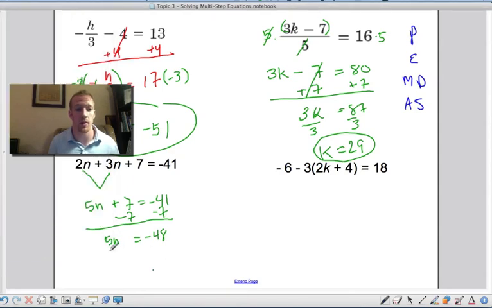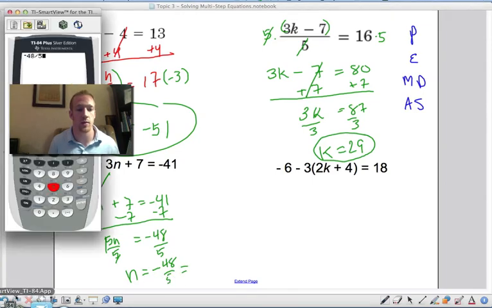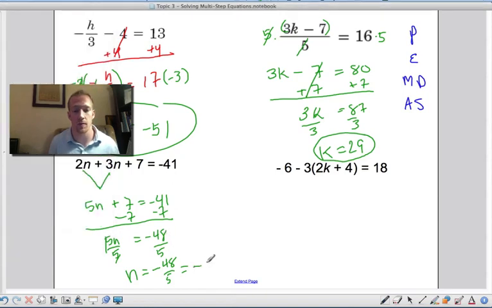And just to check, negative 48 divided by 5. Oh wait, why am I doing that? Right, I gotta divide by 5 here. Alright, so that gives me an n over here. And what does that equal? Well, negative 48 over 5 is reduced. Or if you like decimals better, you can get the decimal. Negative 48 divided by 5 equals negative 9.6. Okay? That's fine to get decimals. That happens. As long as you're doing all your steps correctly, well, that's what the answer is.